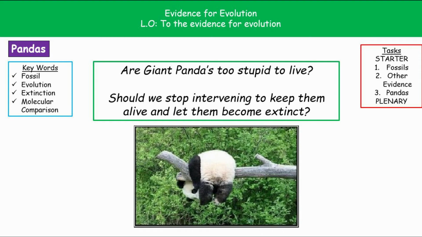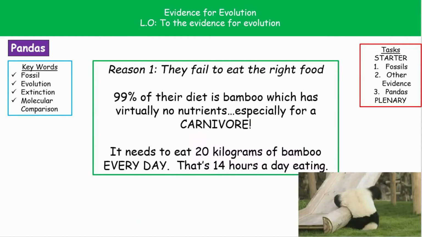And one of those species that is on our endangered list at the moment is the giant panda. And I'm going to pose to you this nice little question. Are giant pandas too stupid to live? Should we stop intervening to keep them alive and let them become extinct? Well, let's take a look at some of the evidence then.